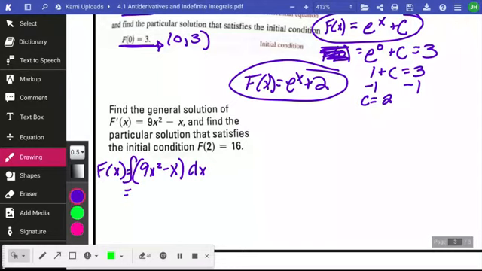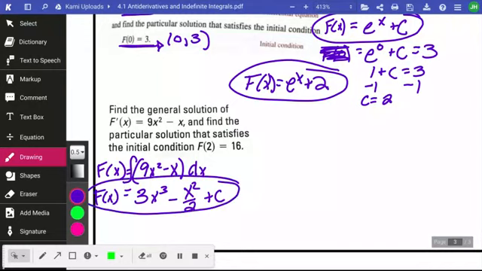So what is the antiderivative of 9x squared? You're going to add 1 to the exponent and divide by that exponent. 3x to the third. That was nice because it did simplify a little bit. That's great. And then what is the antiderivative of x? X squared over 2, yes. Okay, and then plus c. So this is your general solution.